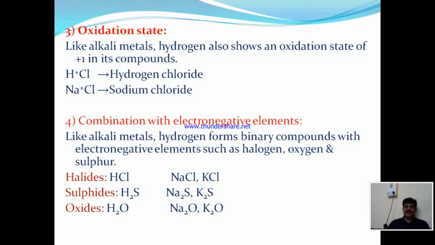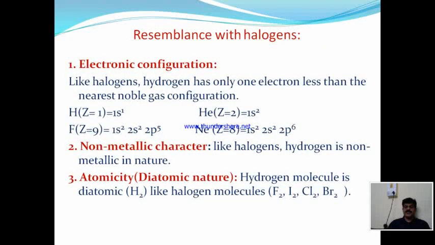Let us go for resemblance of hydrogen with halogens. Number one, electronic configuration. Like halogens, hydrogen has only one electron less than its nearest noble gas configuration. Children, look at here. In case of hydrogen, the electronic configuration is 1s1. That means it is short of one electron in order to attain the nearest noble gas configuration of helium, that is 1s2.